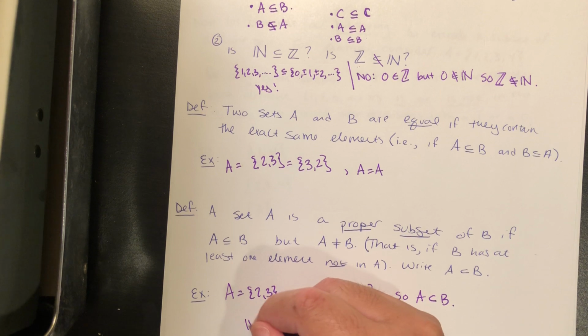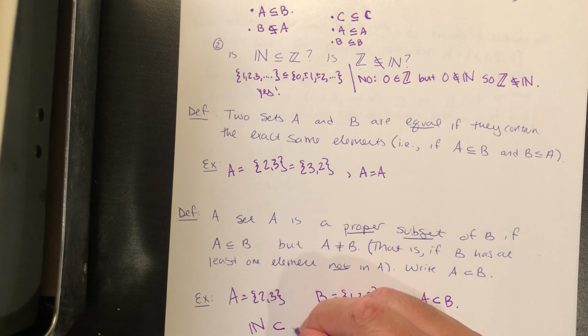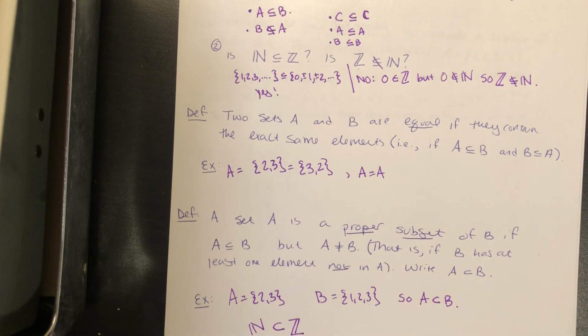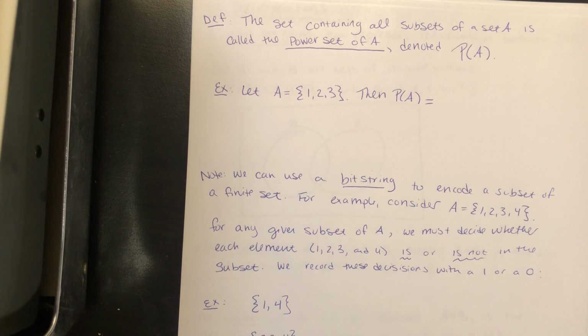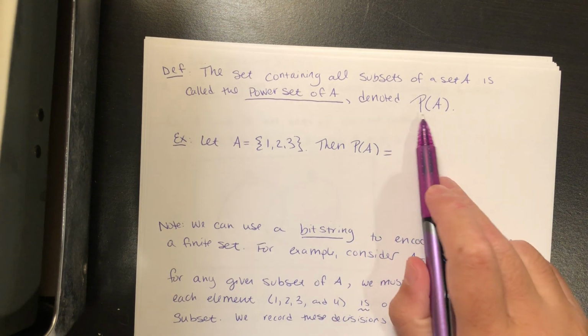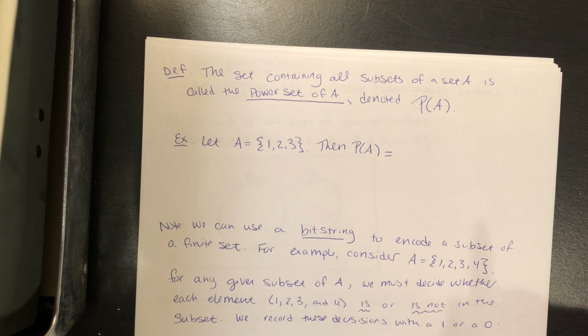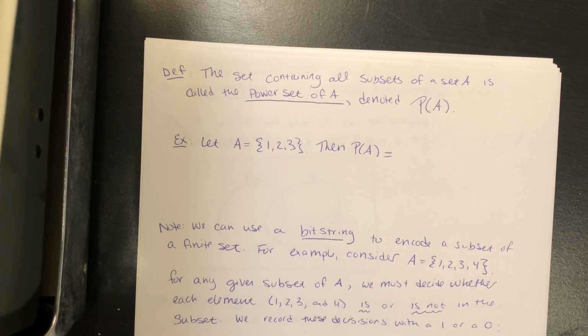All right, other examples: the natural numbers are a proper subset of the integers, because we had seen that N was a subset of Z, but Z is not a subset of N. They're not equal. Okay, now, sometimes it's useful to talk about all the different possible subsets of a particular set A. And we call it the power set of A, and we use this sort of cursive P of A to say the power set of A. So the power set is just all possible subsets of A, joined together in one big set.